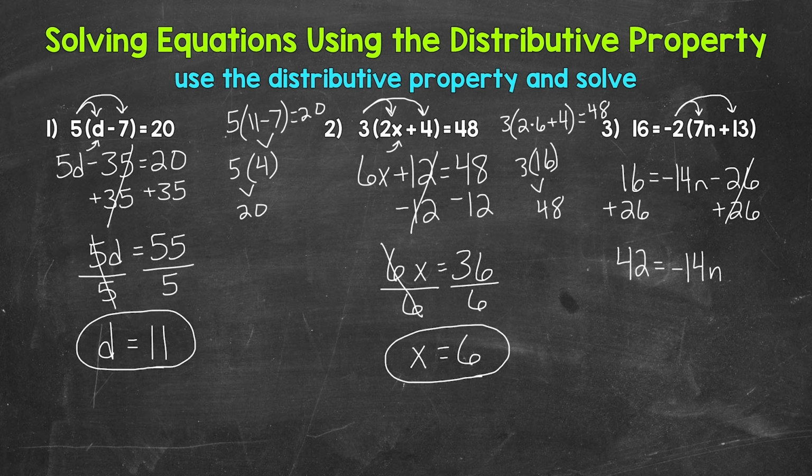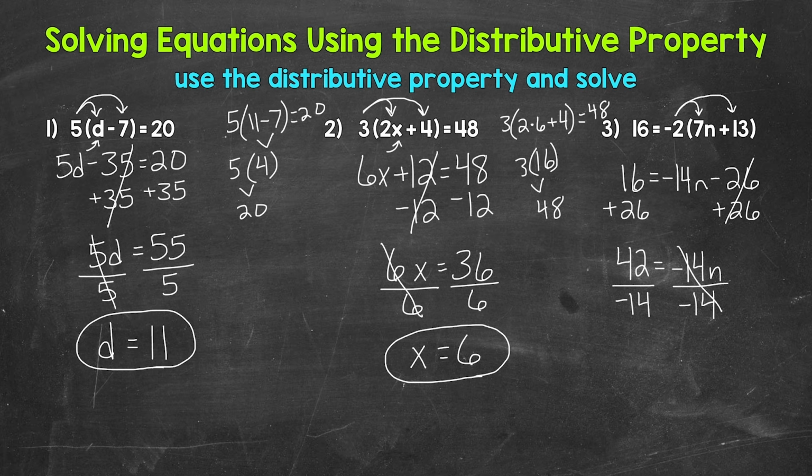So now we have 42 on the left side of the equation equals, and then on the right side of the equation, -14n. So -14 times n. We need to undo that multiplication. So let's use the inverse operation, which is division. So divide the right side by -14. That means we need to divide the left side by -14 as well. These -14's cancel each other out.